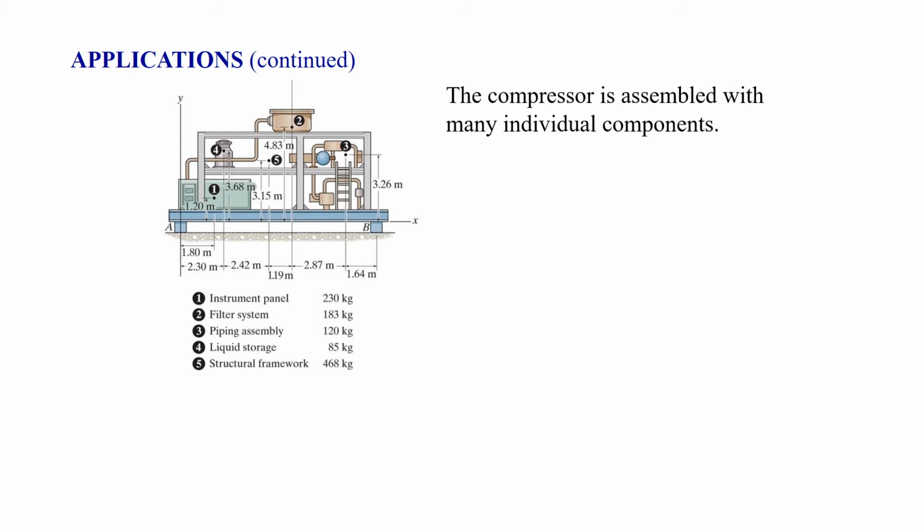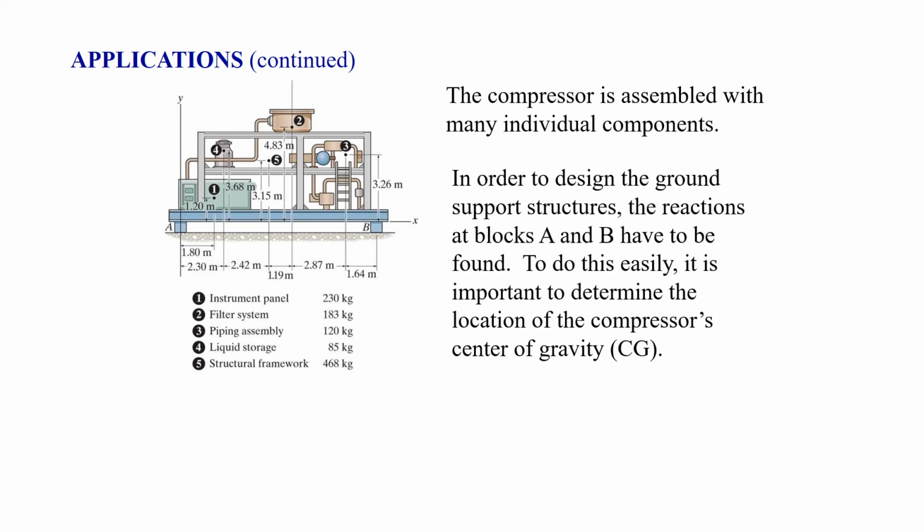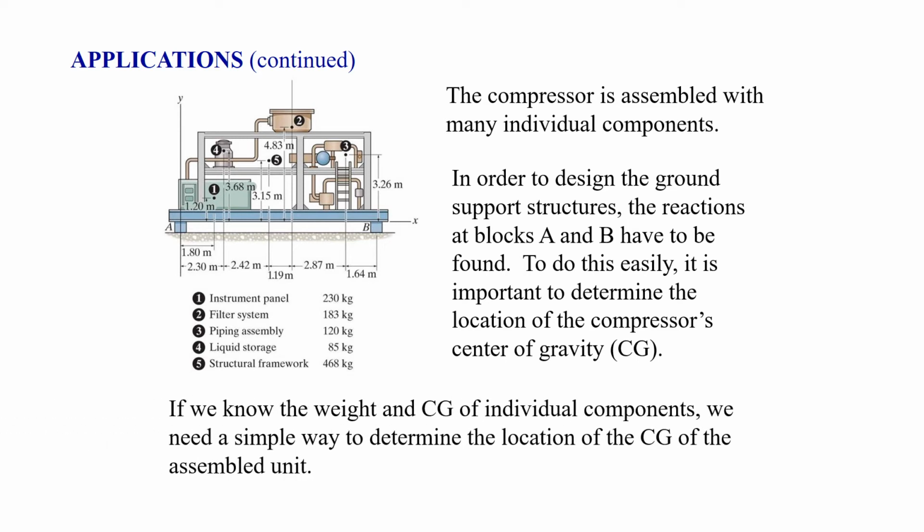Another example would be looking at a compressor, which is composed of various individual components, each with its own weight. In order to design the ground support structures, the reactions at blocks A and B have to be found. To do this easily, it's important to determine the location of the compressor's center of gravity. If we know the weight and the center of gravity of individual components, we need a simple way to determine the location of the center of gravity of the entire assembled unit.